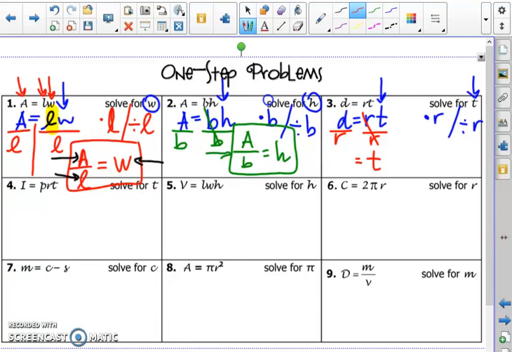T is equal to, D cannot be simplified by R, so D divided by R is equal to T.